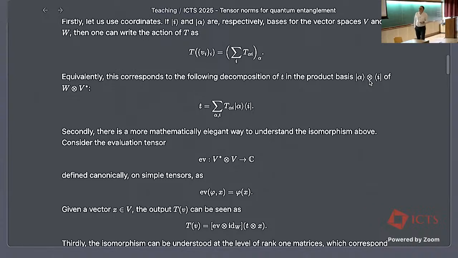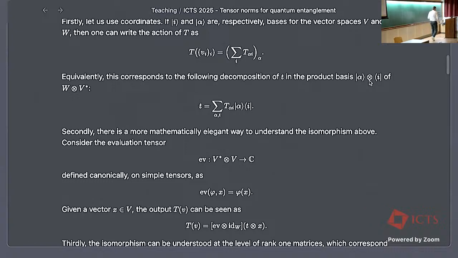So then, going back to our map T, this output T of v, you can see it as this evaluation map, tensor the identity on W, applied to your two-tensor T tensor x. So this is a way to tell the same story, the relation between this linear map T and the two-tensors, not using coordinates.